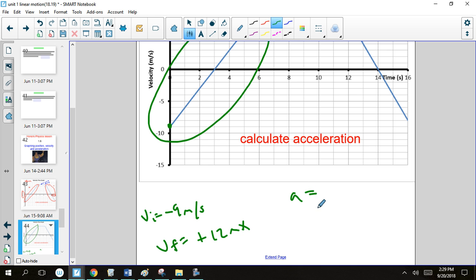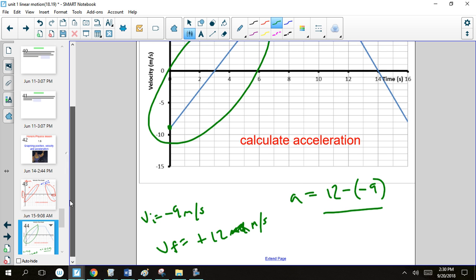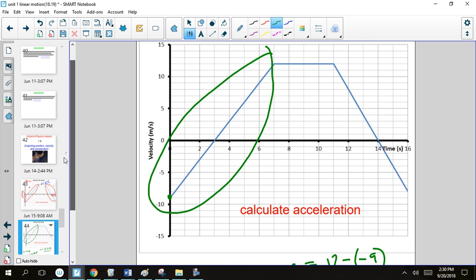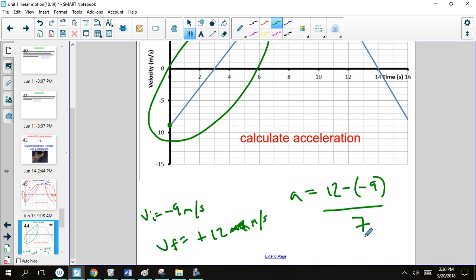Our acceleration should equal, and that's supposed to be meters per second. That's meters per second. There we go. Our acceleration should be final velocity 12 minus our initial negative 9 over our total time, which in this case was 7 seconds. And we should get an acceleration of 3 meters per second squared.